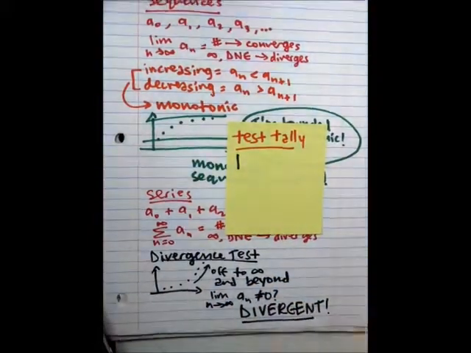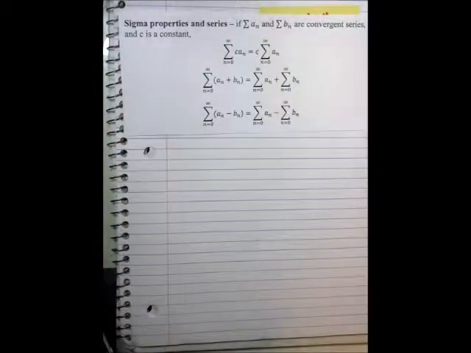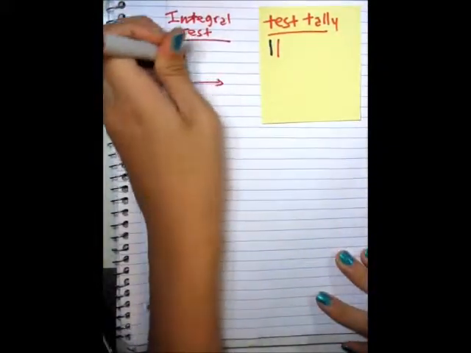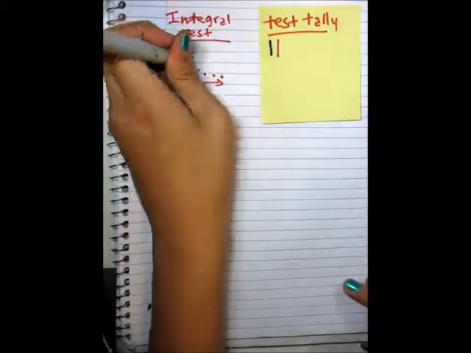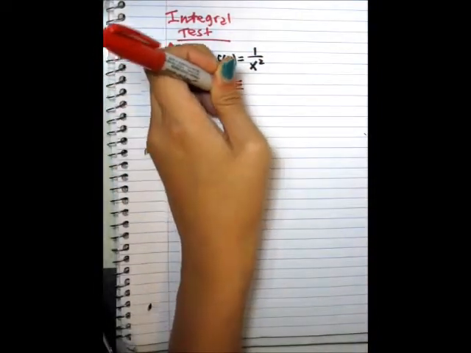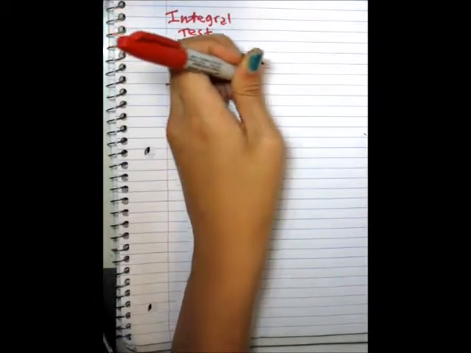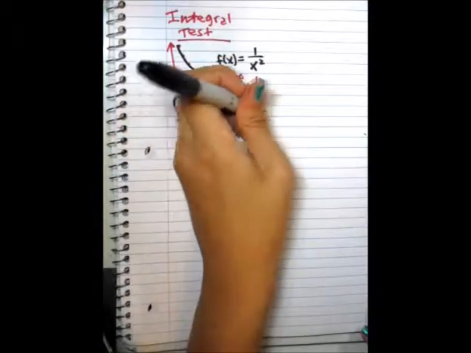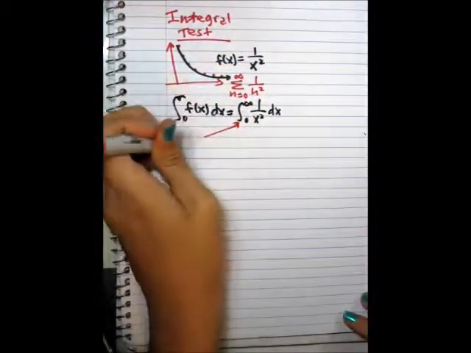And now we have sigma properties for series, and if you thought I was going to write them all down, you thought wrongly. Onwards to test number 2, the integral test. Suppose f(x) is a continuous positive decreasing function on the interval 0 to infinity, and let f(n) equal a_n. If the integral from 0 to infinity of f(x) is convergent, then the sum from 0 to infinity of a_n is convergent, and if the integral is divergent, then the sum is divergent too.